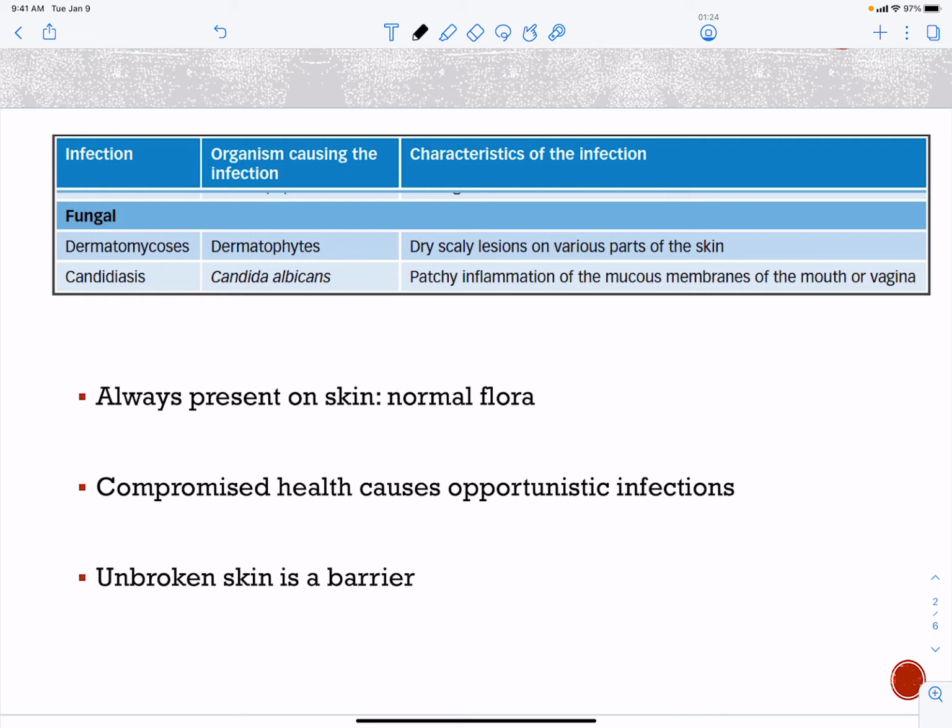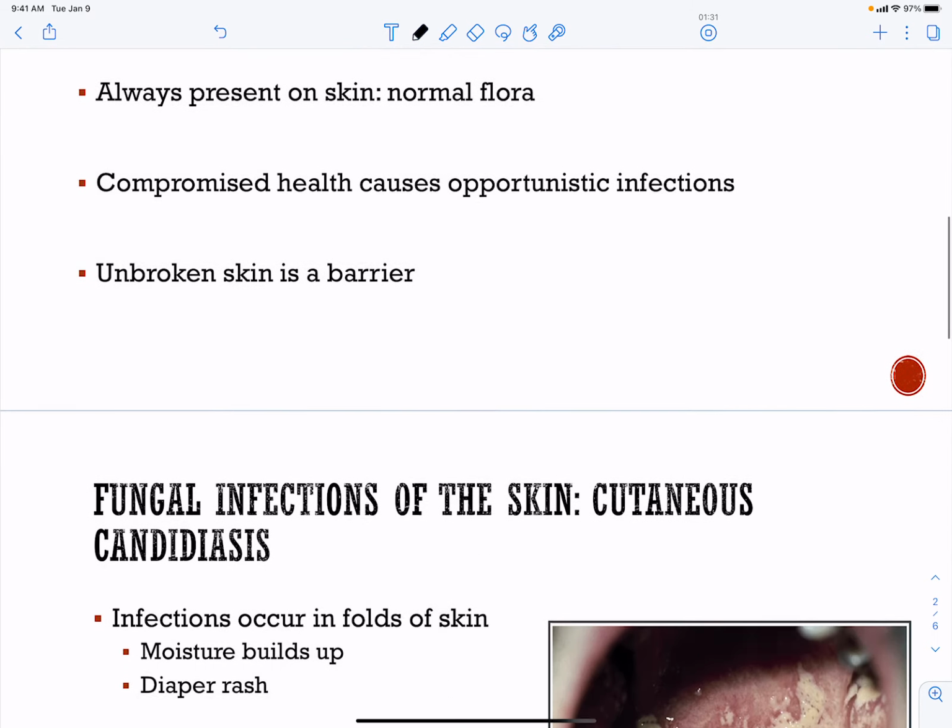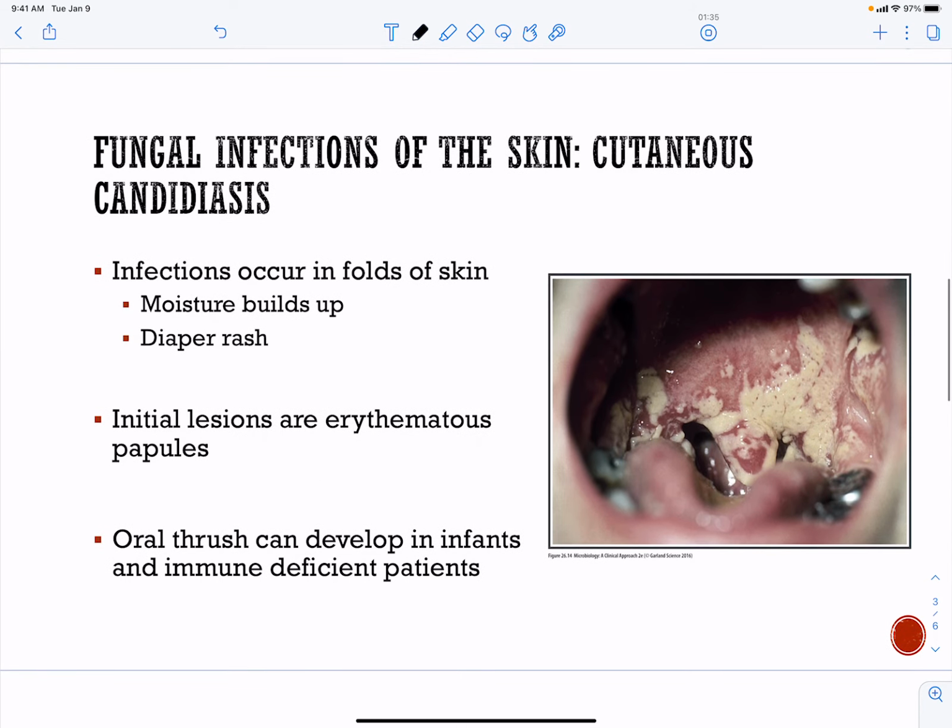Now, for our superficial, there are going to be skin infections. Unbroken skin is often a barrier for preventing, just like our bacteria and our viruses, fungal infections. So cutaneous candidiasis is going to be infection in folds of the skin. It's typically going to be where you have moisture, so a diaper rash, for example. The initial lesions will be papules, and then this is a picture of oral thrush. And this can develop in both infants as well as immune deficient patients, and it's an overgrowth of Candida in the mouth.